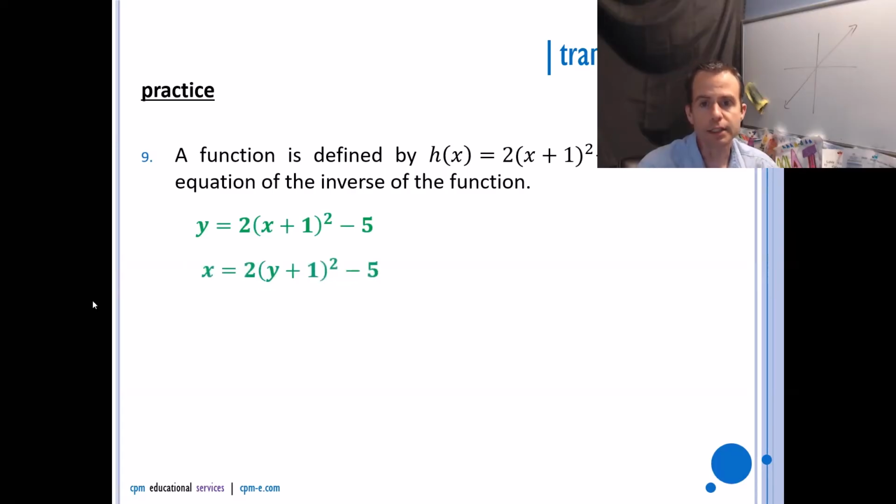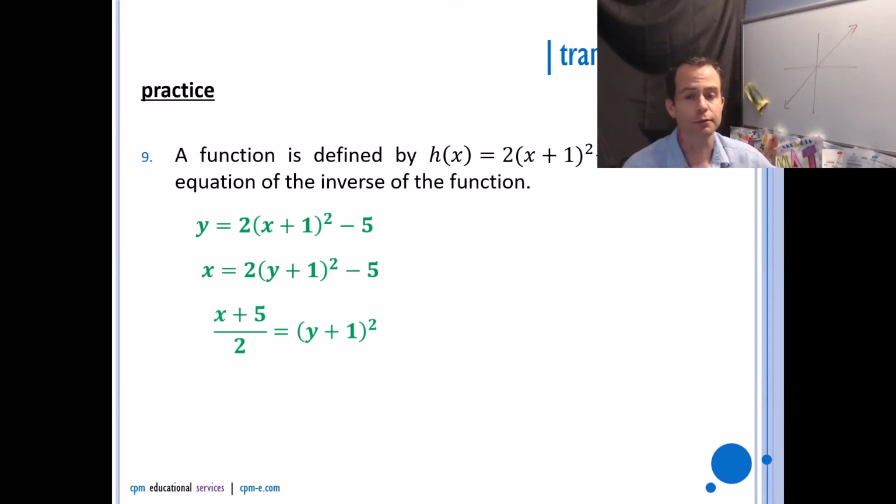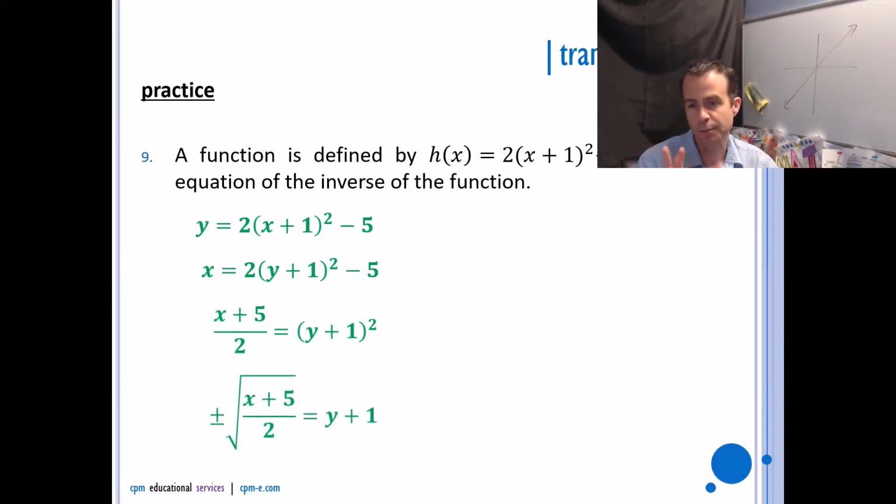Now I need to isolate for y. So I'm going to add 5 to both sides, divide both sides by 2, and then I'll square root both sides. It's super important when you square root both sides to remember that it could be positive or negative, so you have to have your plus or minus there. So I end up with plus or minus the square root of (x plus 5) over 2. If you wanted to write inside that radicand x over 2 plus 5 over 2, that's fine too. That doesn't really matter. And then you want to subtract 1.